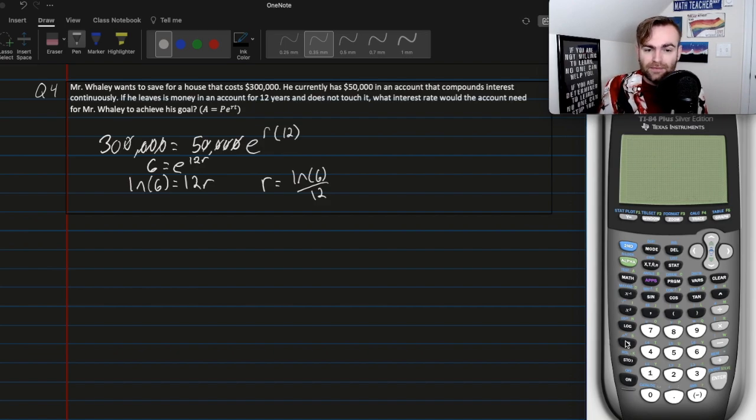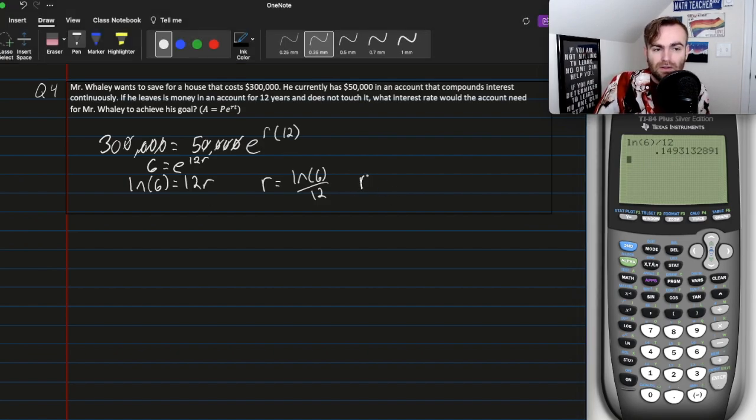So we have the natural log of 6, close parentheses, divided by 12, and we get r is equal to 0.14931. There's a reason why I had so many decimals there, because if I write this as a percent, it would be 14.931% would be my interest rate. So again, if we're talking about a rate, you would want to write that as a percentage, so on and so forth. That is it for today's lesson.